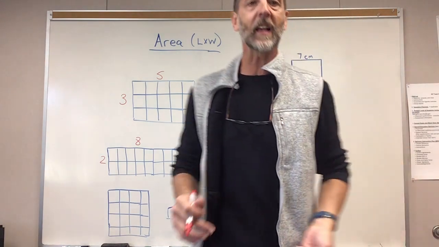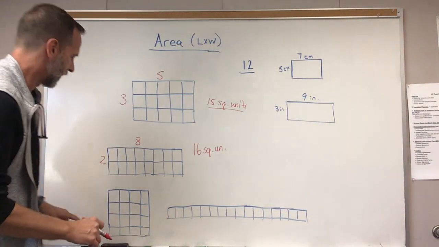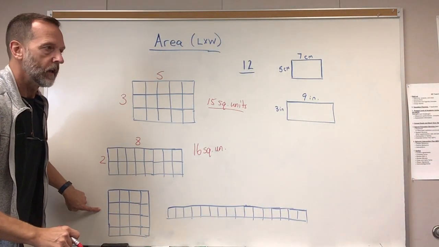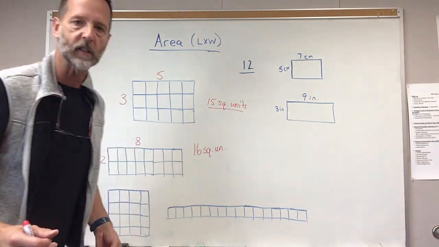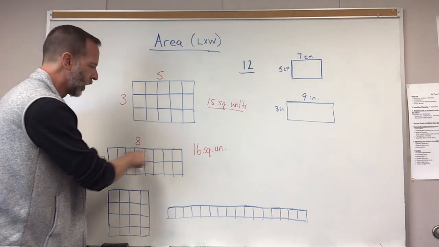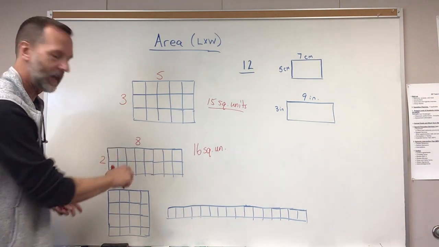They take up the exact same amount of space, believe it or not. This one is also 16 square units, and so is this. How is that possible? Well, look, this one was 2 rows of 8, right? It was 2 times 8.